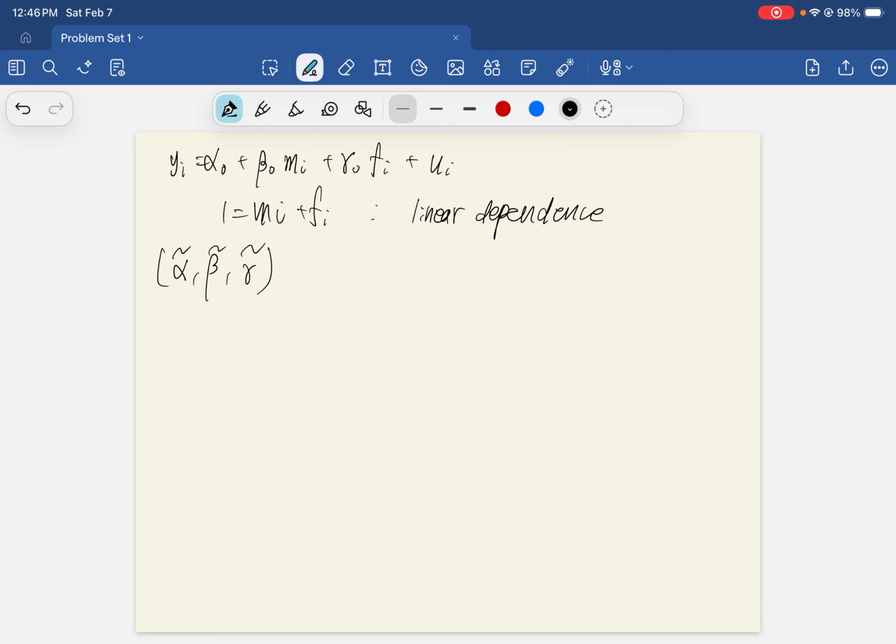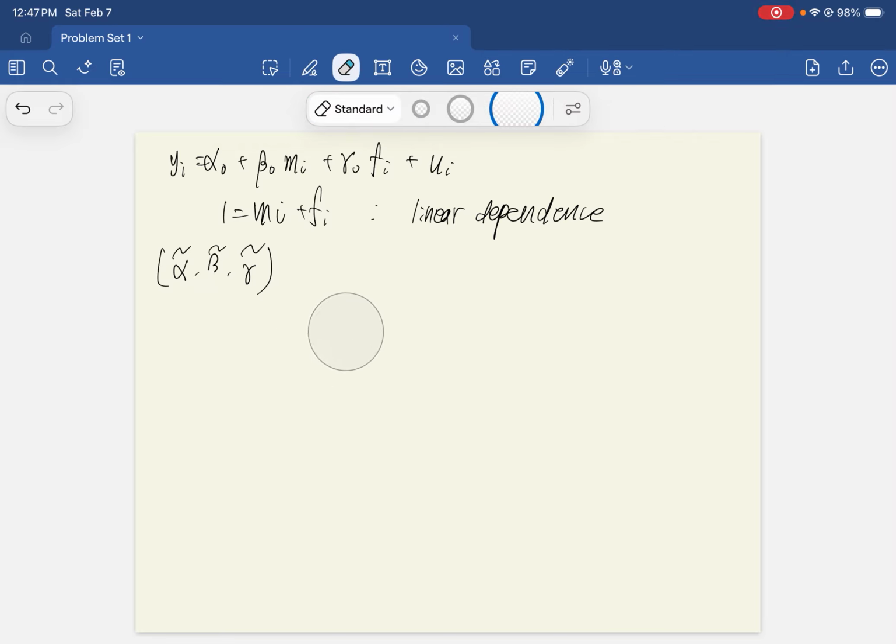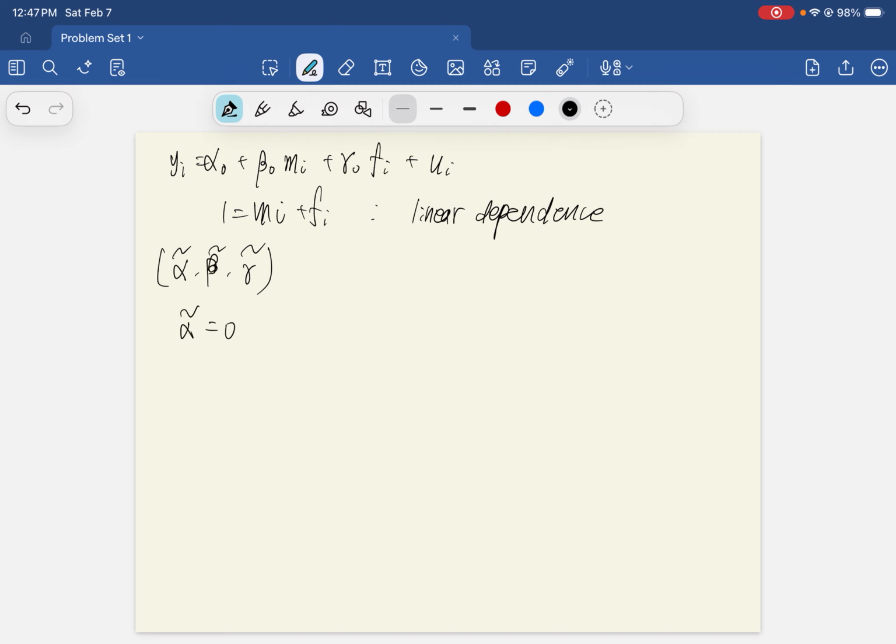I'm going to define beta 0 equals 0... Something is wrong, sorry, my bad. The other way: I will find an observationally equivalent one. Alpha tilde I will assume 0, and beta tilde is beta 0 plus alpha 0. Gamma tilde equals gamma 0 plus alpha 0.